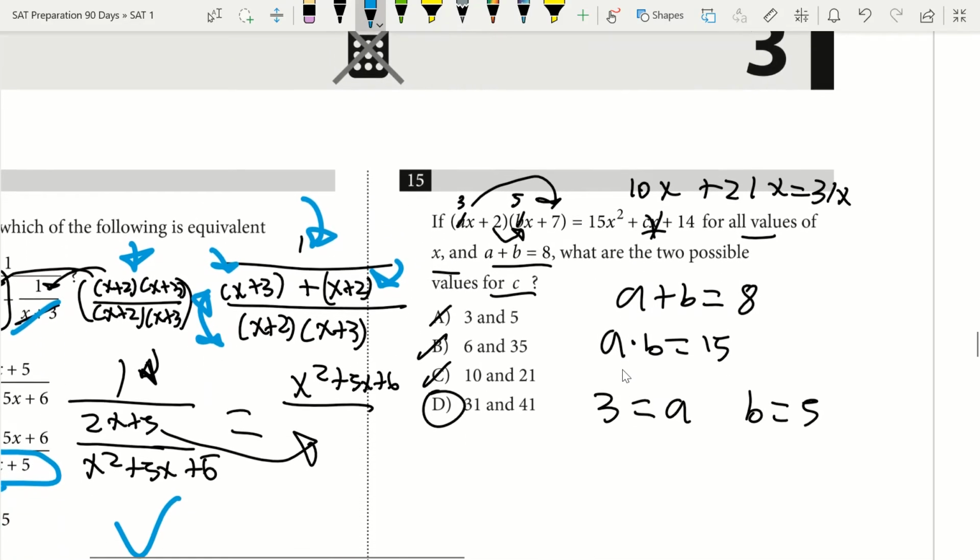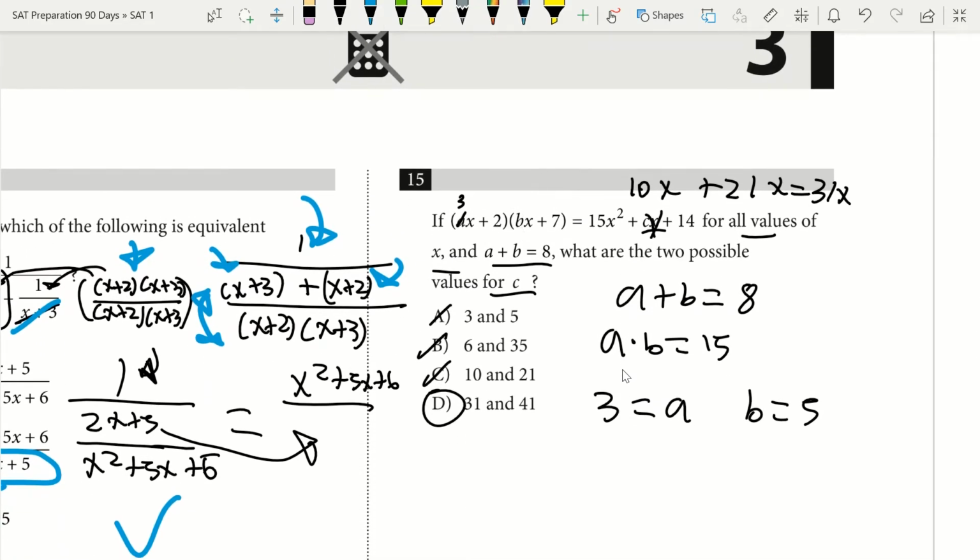15. Okay, I'm going to erase this so I can see my equation a little bit better. I've got ax plus 2, that's the equation up there. I've got a plus b is 8. I checked that. A plus b is 8. I know a times b has to equal 15 because ax times bx equals 15x squared, so a times b is going to equal 15. Factors of that are going to be 3 and 5. 3 plus 5 is 8. 3 times 5 is 15. That works as well.